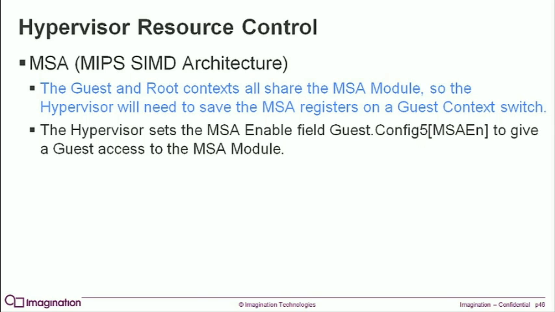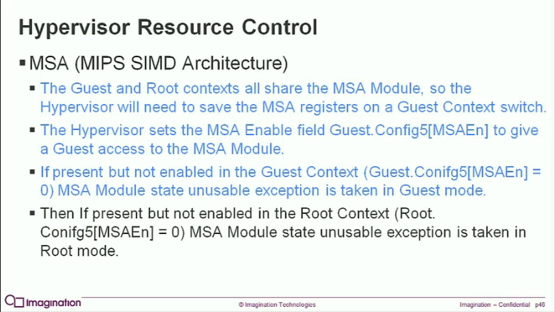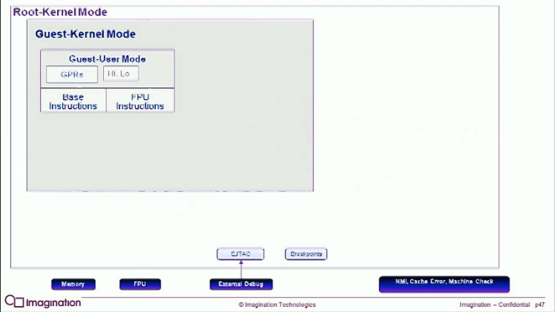The hypervisor controls the access to the guest MSA module by setting the normally read-only MSA field in the guest config5 register. When an MSA instruction is issued from guest mode and the MSA module is not enabled, then an MSA module state unusable exception is triggered in the guest mode. If it is enabled in the guest config5 register and not enabled in the root status register, then the MSA module unusable exception is taken in root mode.